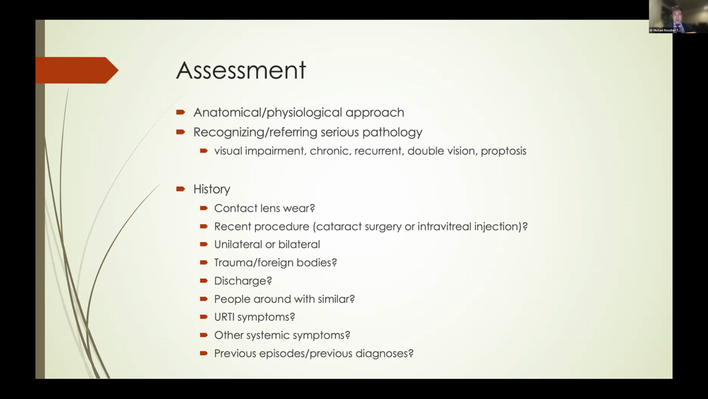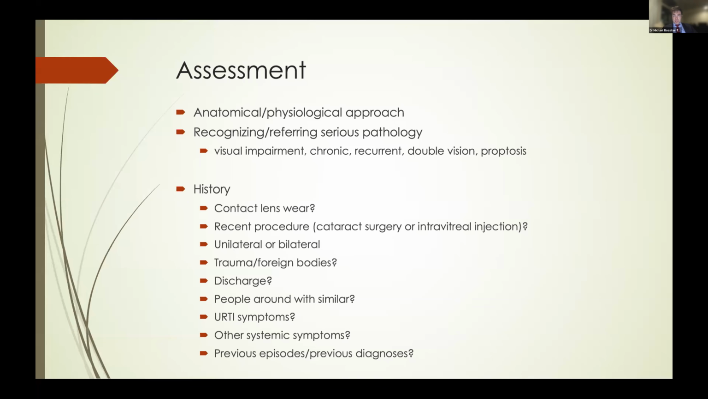So I've taken an anatomical or physiological approach to this. What are the things in the eyes or the processes in the eye that can be deranged in order to cause symptoms? And also the things to look out for so that you can recognize serious pathology. The main things are: are these symptoms accompanied by visual impairment? Are they chronic or recurrent? Is the patient experiencing double vision or proptosis, or has there been a recent procedure, specifically cataract surgery or an intravitreal injection? One of the key things here is that the history is often the most important thing in determining why the patient in front of you might have a red eye.